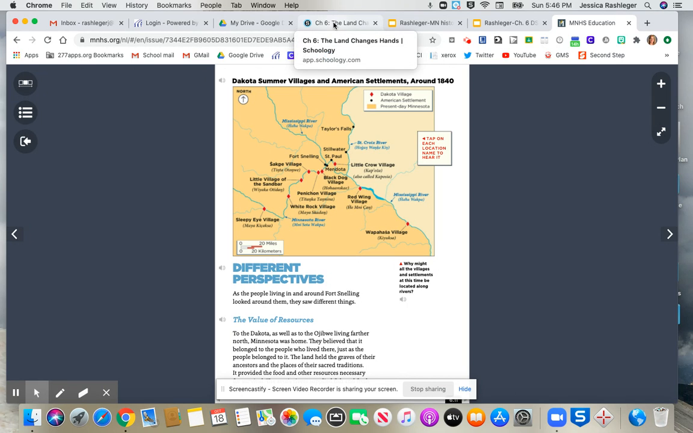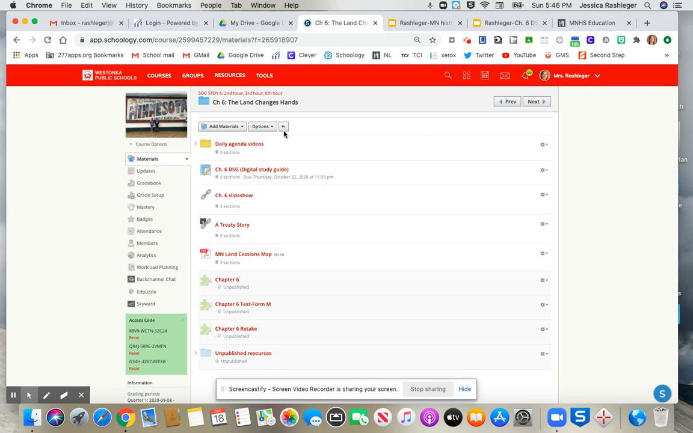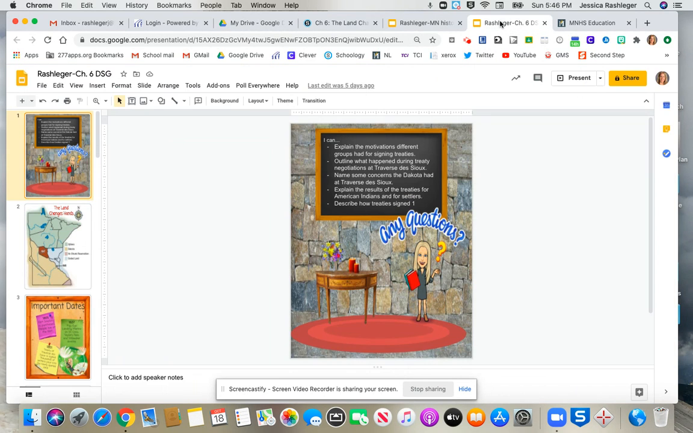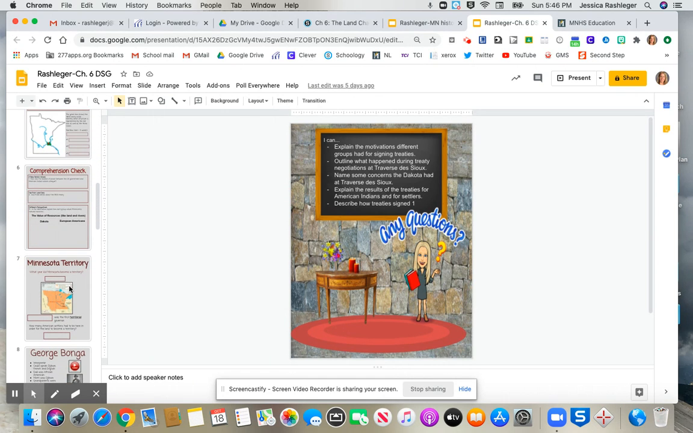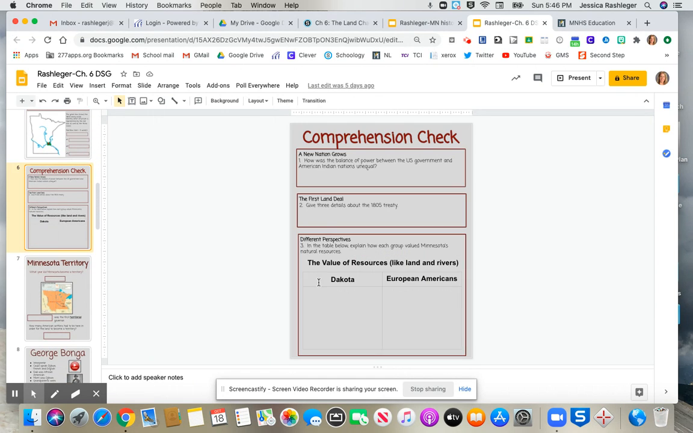So remember to find your digital study guide. You're going to go to Schoology. Under Chapter 6, click on Chapter 6 Digital Study Guide, and it will bring you to your study guide. Then you just have to scroll down to slide number 6. And if you remember from yesterday, you answered questions 1 and 2 already. So we're actually starting on question 3 today. And if you can see at the top, different perspectives is going to match up with our Northern Lights reading.